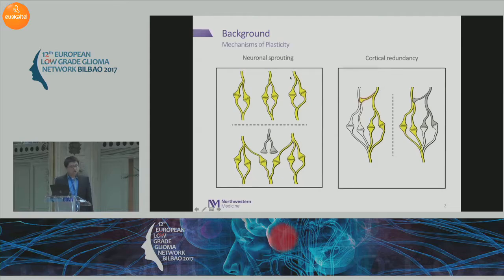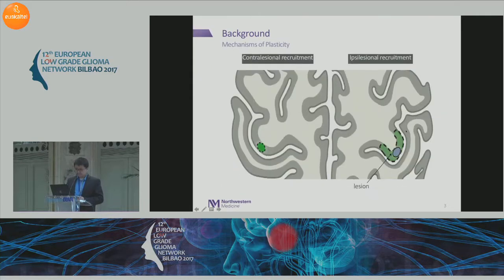Okay, so we believe that there are several mechanisms in which plasticity can occur. I'm showing this on the cellular level. On the left, we have an example where if the neuron dies, the neighboring neurons can resume the function by sprouting terminal axon projections. On the right is an example of cortical redundancy, where one of the neurons inhibits a redundant pathway, and when that neuron gets injured, the redundant pathway can activate and assume the function.